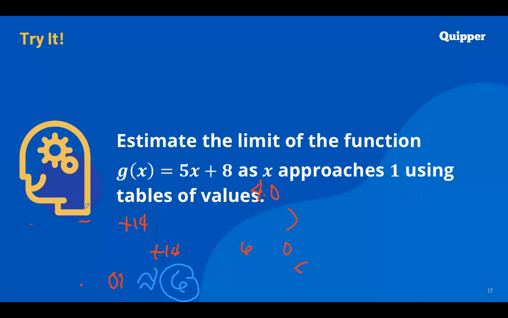Estimate the limit of the function g of x equals 5x plus 8 as x approaches 1 using table of values. Okay, this is just a review also. So if you will use the shortcut way, it's easy to find the limit. The limit here is, what is 5 times 1? That is 5 plus 8, so this will be 13. So the answer for this one is 13. As simple as that. Easy.